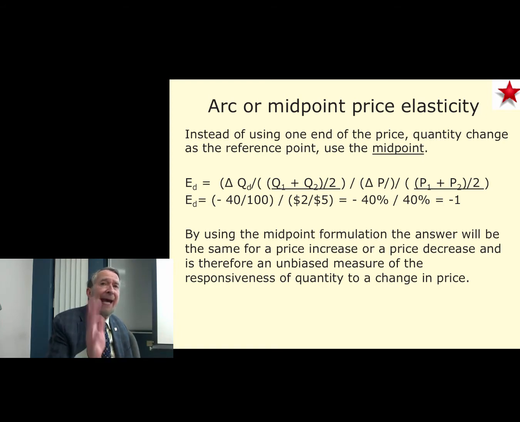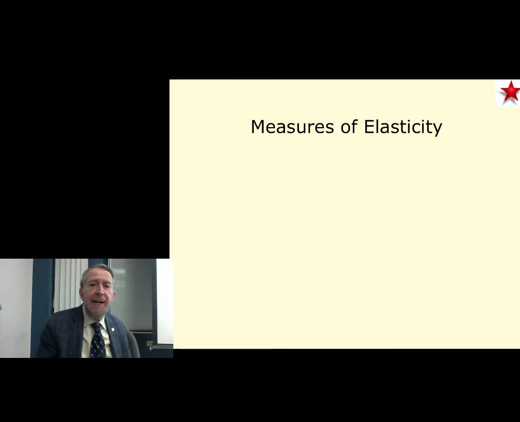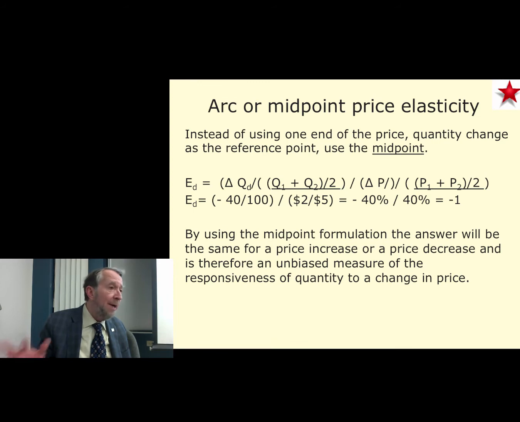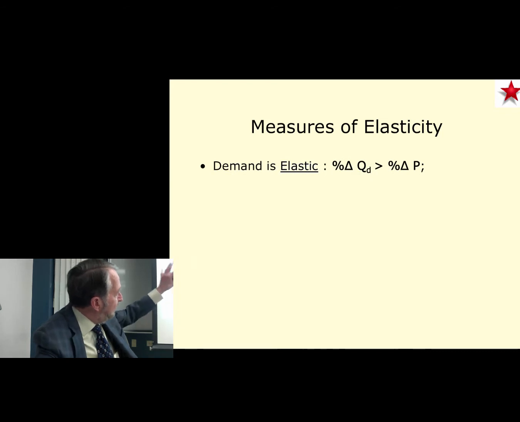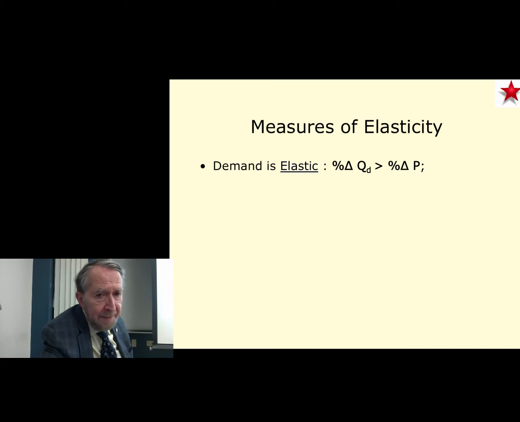So if you're asked to calculate elasticity, always use the arc elasticity method. Always use this unbiased estimate. If I'm asking you to do it, I'll probably say calculate arc elasticity, but that's what you want to do in any case to avoid the biases. So we know what it is. It's a ratio of the responsive quantity to a change in price. So it's a ratio of the percentage change in quantity and the percentage change in price.